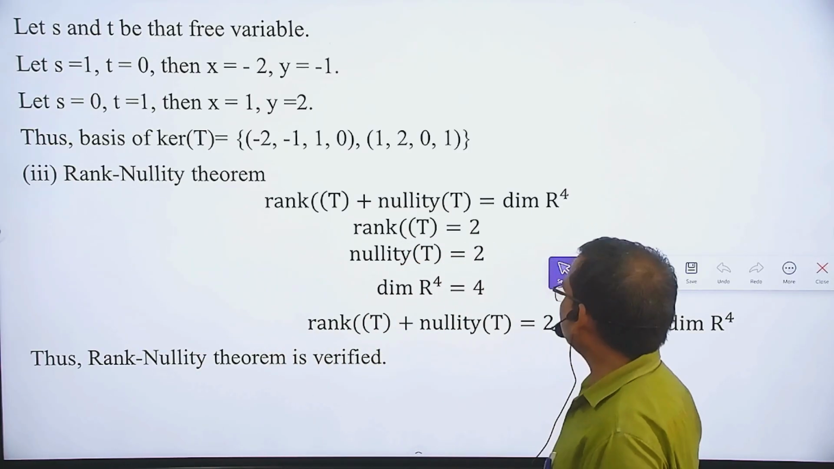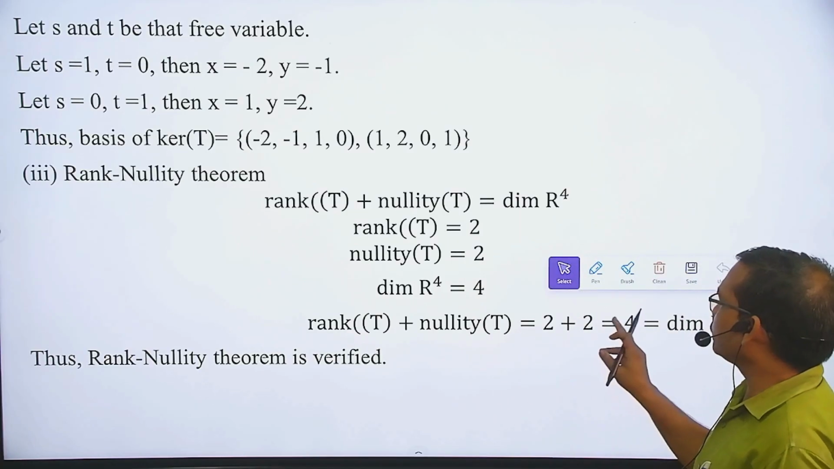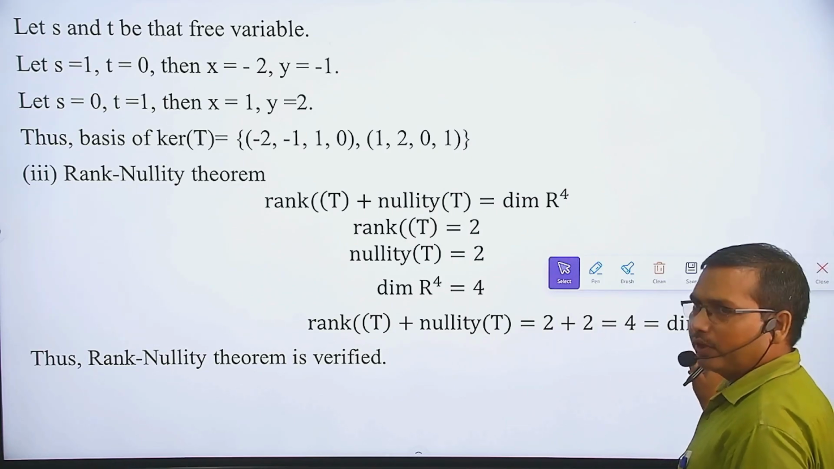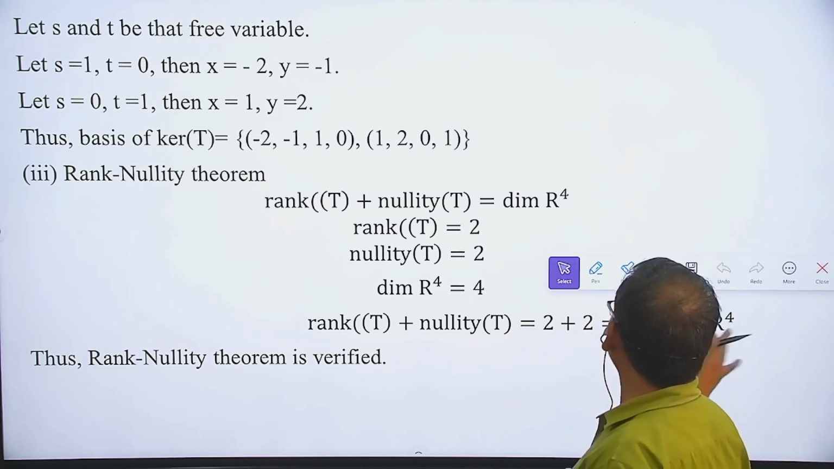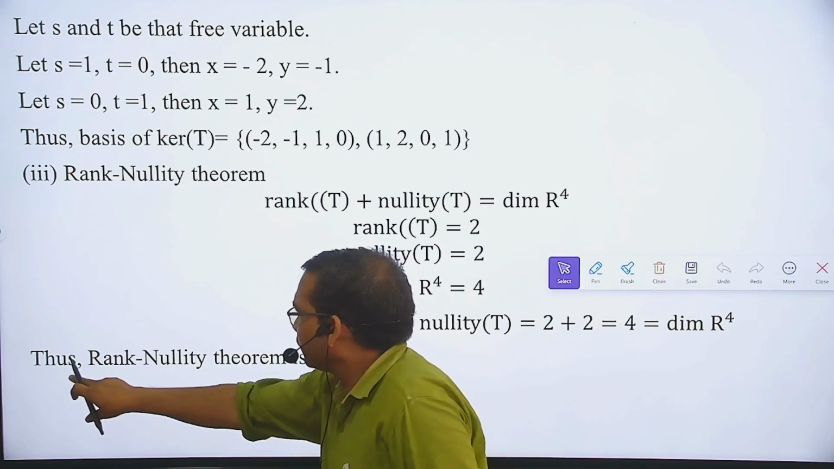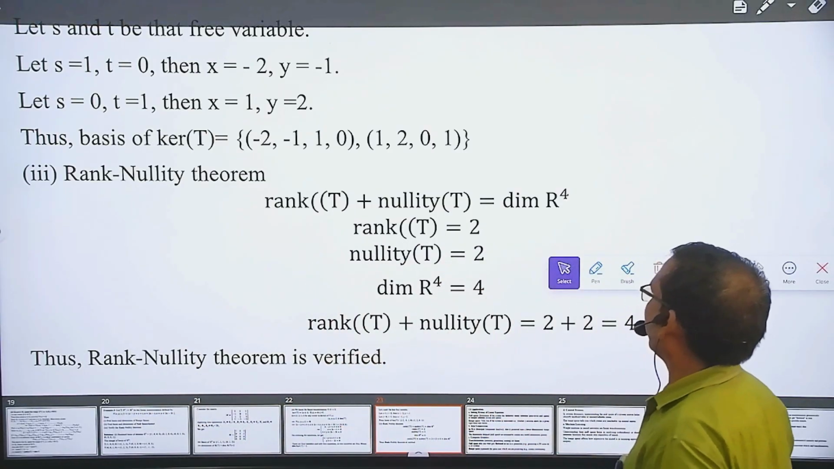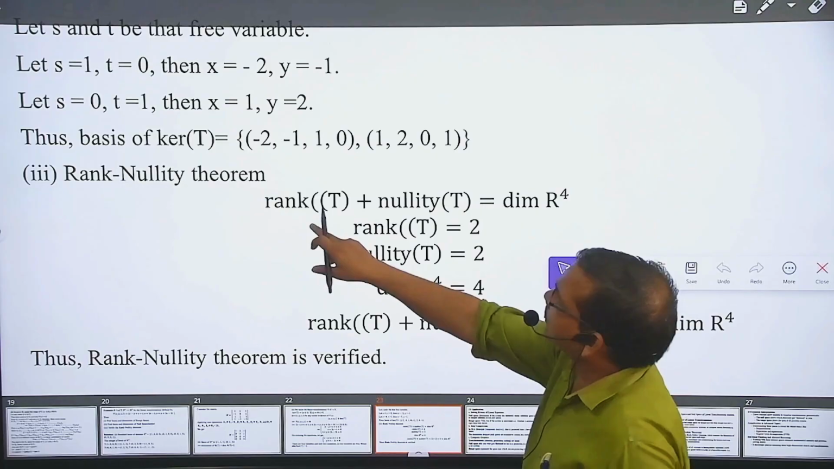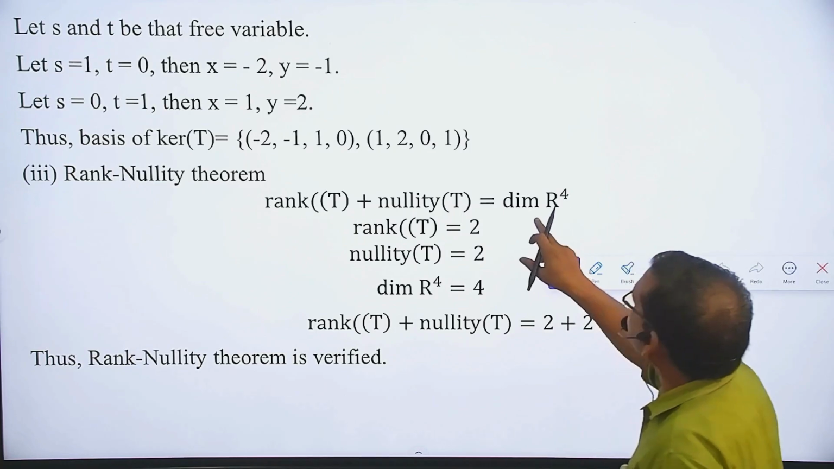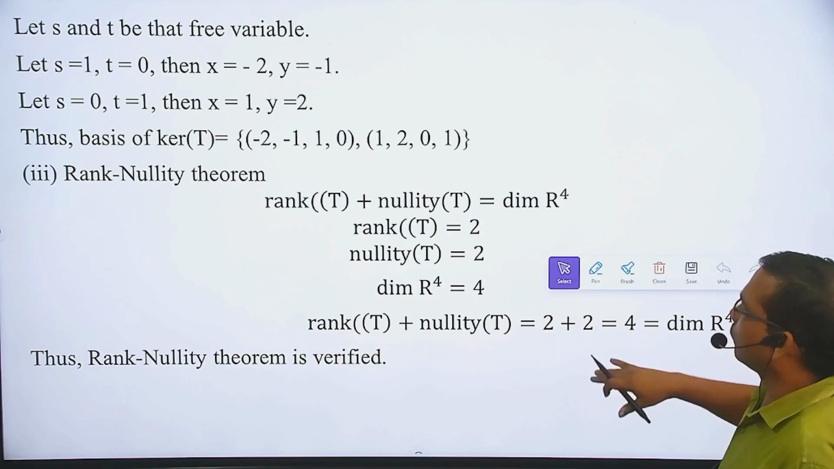The third question was the rank nullity theorem. Since rank is equal to 2 and nullity is equal to 2, 2 plus 2 is equal to 4, and the dimension of the domain is equal to 4. So 2 plus 2 is equal to 4. This indicates that the rank nullity theorem is verified. The rank nullity theorem says that the rank of T plus the nullity of T must be equal to the dimension of R to the power 4. Here 2 plus 2 is equal to 4.